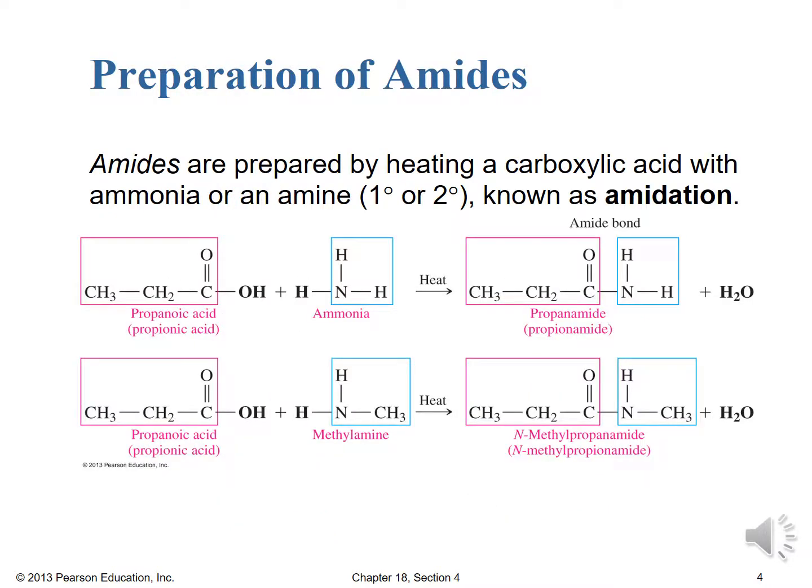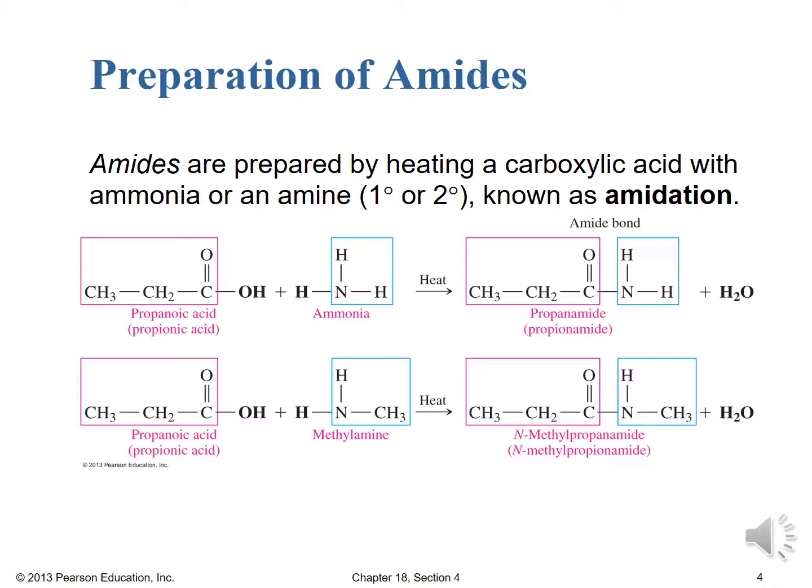So what's the preparation for these amides? We can make them by heating a carboxylic acid with ammonia or an amine, a primary or secondary amine. Of course, we can't do it with a tertiary amine because we don't have the hydrogen to make that water that's our coproduct. And the process is known as amidation. So we're making an amide from a carboxylic acid and an ammonia or amine molecule.